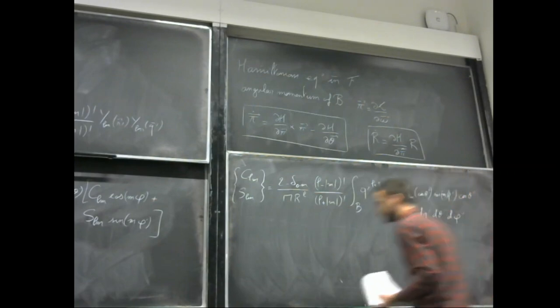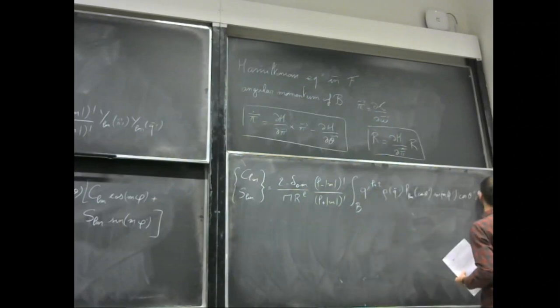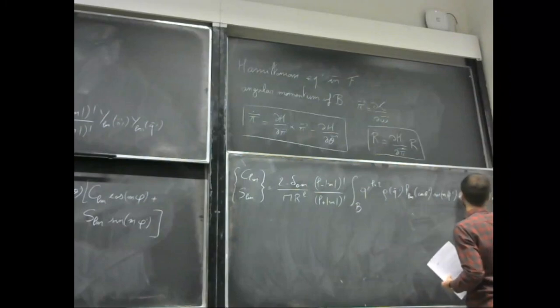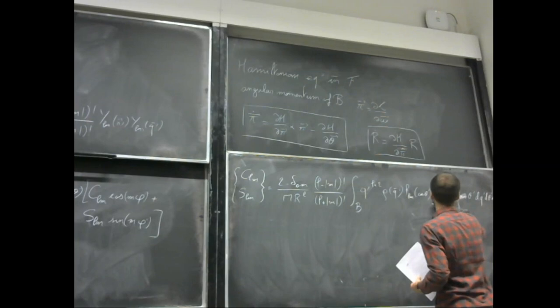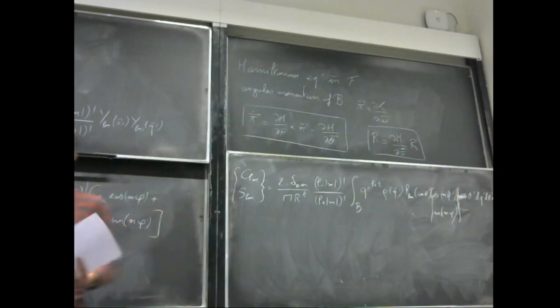And I should not write it like that. So I will put this dq prime, d theta prime, d phi prime. Oh, so it's a sine here, sorry. And here it was a cosine, sorry. And here we have this sine of m phi prime. So this is the expression of the C_LM and S_LM that depend on the mass distribution of each body.